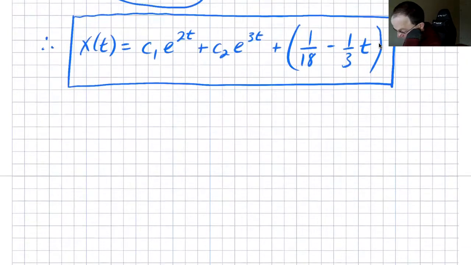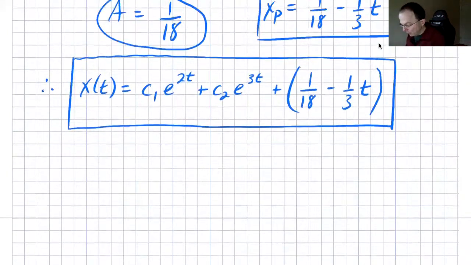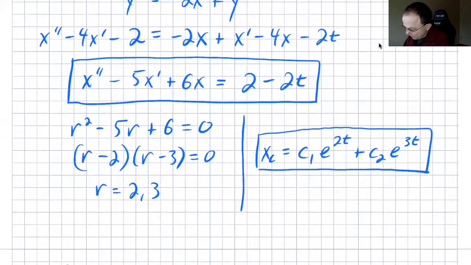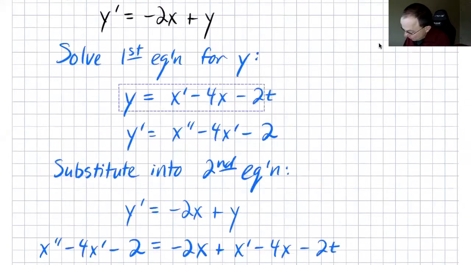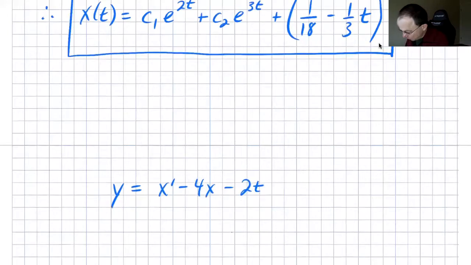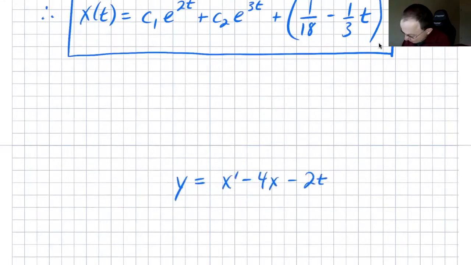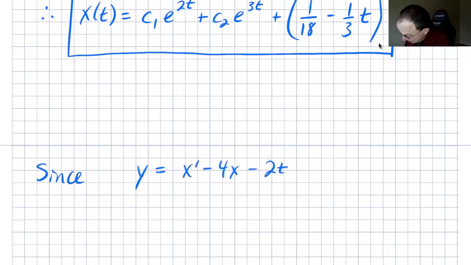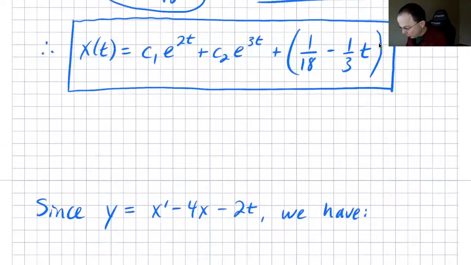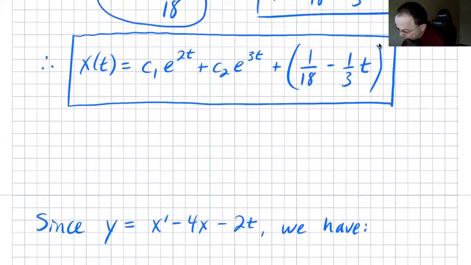And now we need to calculate y of t. So y of t is given to us by this expression here. So y of t is going to be given here. So just put that down here. That's what we're going to use. So we're going to say since y is equal to this, we have the following. Okay, but in order to use that, we need x prime. So let's compute x prime.